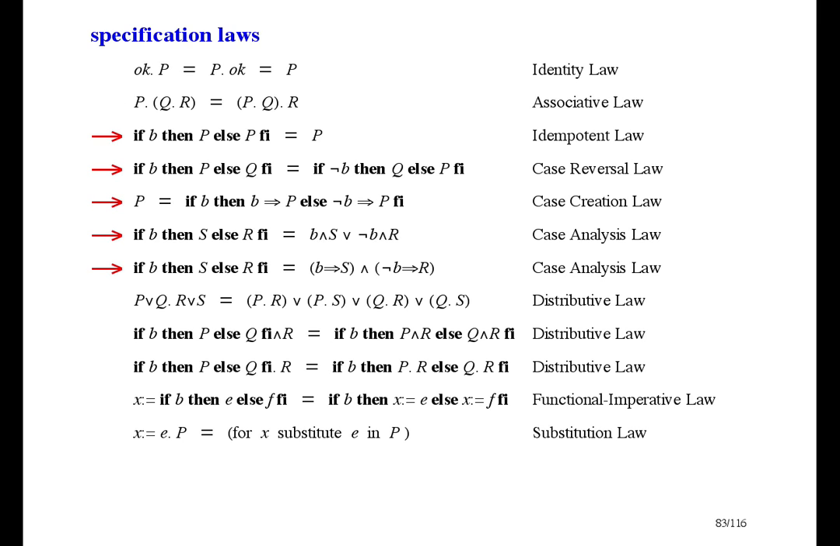The next few laws are just laws of binary theory, but we can look at them again as specification laws. The first two are laws that programmers know. The first one says that if the then part and else part are the same, you might as well not have the if at all. And if you negate the if part, you switch the then part and else part. Then the case analysis laws, which give two ways to rewrite an if.